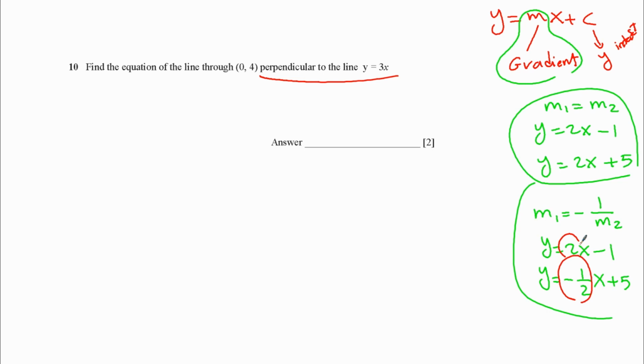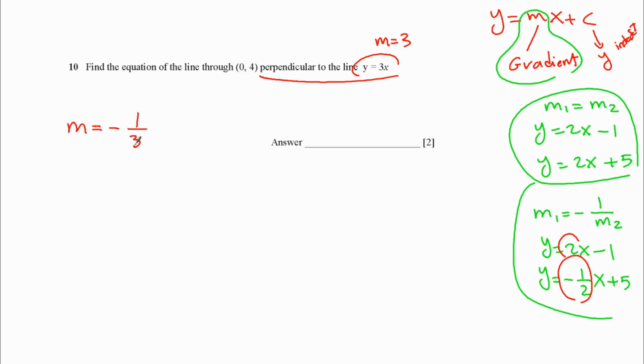Perpendicular to the line y equals 3x. What is the gradient of this line? The gradient of that is 3. So if we have a line that is perpendicular to y equals 3x, its gradient has to be the minus reciprocal of this 3, because they are perpendicular. So the gradient of the line that we are going to write the equation for is minus 1 over 3. So minus reciprocal.